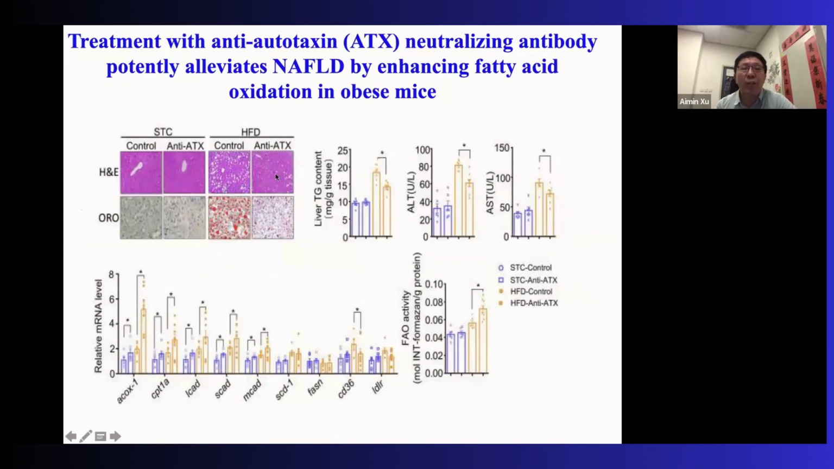Using this autotaxin neutralizing antibody, as you can see from here, this is the control after high-fat diet in the right panel. After Oil Red O staining, you can see the huge lipid accumulation, and the autotaxin neutralizing antibody can decrease the fatty liver accumulation. This is also confirmed by biochemical analysis: liver triglyceride, ALT, and AST all decreased. Most importantly, if we neutralize autotaxin, you can see the fatty acid oxidation, that is FAO, is also increased in the treatment group.